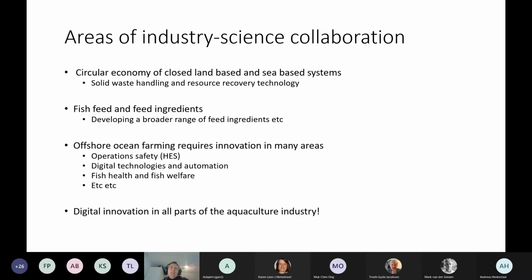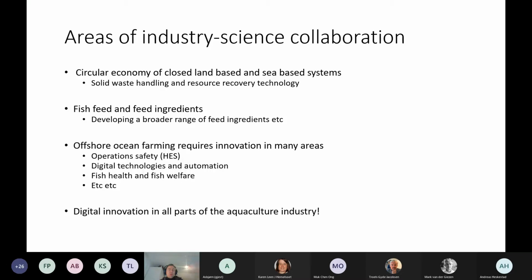For fish feed and feed ingredients, we have that broad challenge of developing a broader range of feed ingredients. Norse and many others are working on that. I was approached by a company just yesterday regarding that. Then we have offshore ocean farming, which requires innovation in so many areas, and where we can really, at UiS and Norse, tap into our broad competencies related to petroleum offshore production and all the aspects of that. So that's about operation safety, it's about digital technologies and automation, it's about fish health and fish welfare, etc.